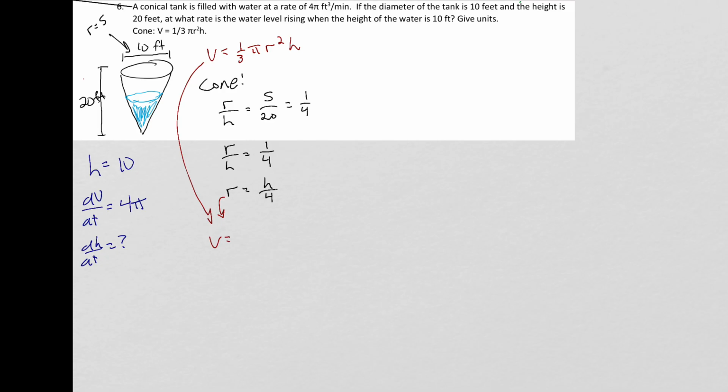So that gives me v equals 1/3 pi open close squared times h. What goes in the parentheses? Well, the h over 4 that we just solved for. So what's that give me? All right, so that gives me 1/3 pi times h squared over 16, because I got to square both the things in the parentheses, times another h. And then I'm going to simplify that to 1/3 times 1/16 times pi times how many h's are being multiplied?